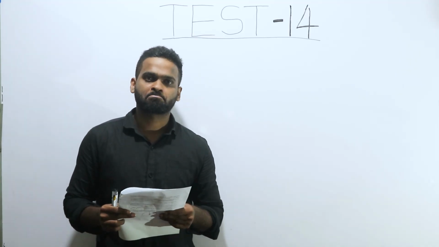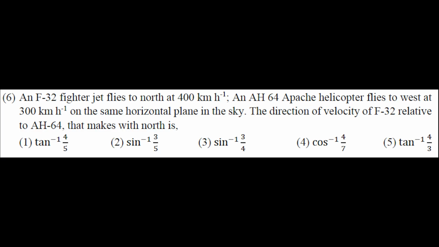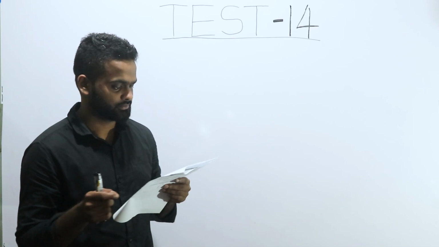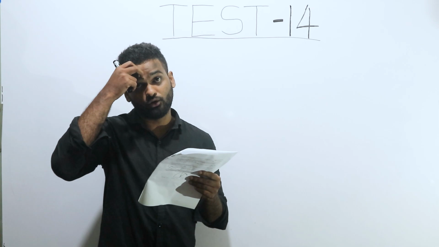6. An F-32 fighter jet flies to north at 400 km per hour. An H-64 Apache helicopter flies to west at 300 km per hour on the same horizontal plane in the sky. So a fighter jet and a helicopter. The direction of velocity of F-32 relative to H-64 that makes with north is.